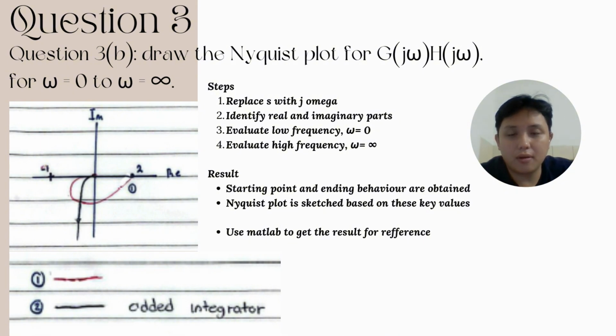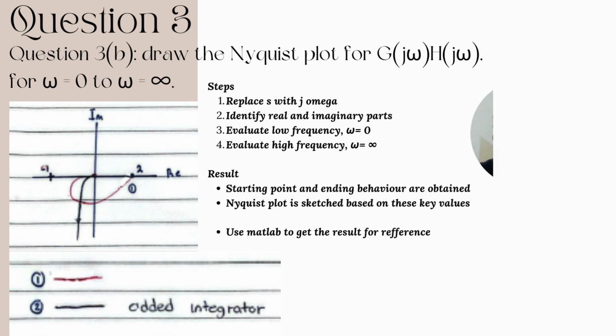After that, we evaluate by replacing omega equal to 0 to get the low frequency, and then we evaluate omega equal to infinity. From the result, we get the starting point and ending behavior, and then we plot the Nyquist plot that is sketched based on these key values.